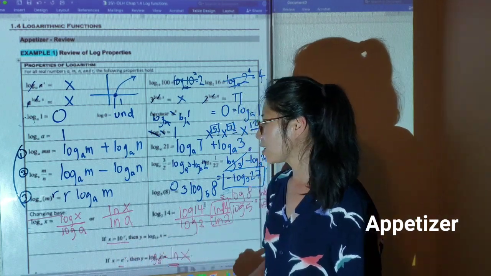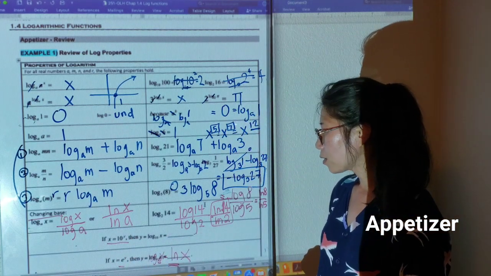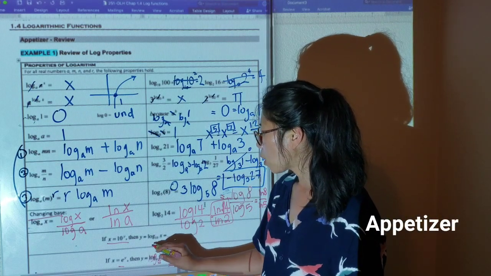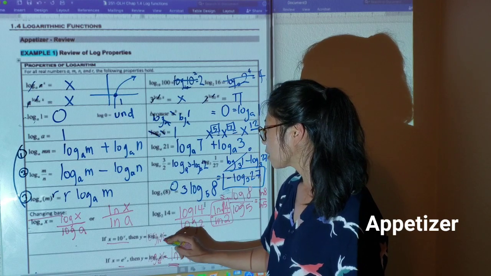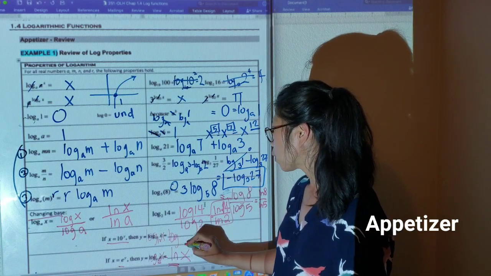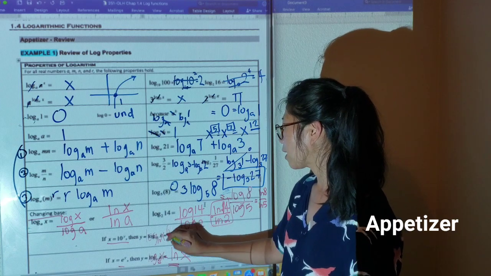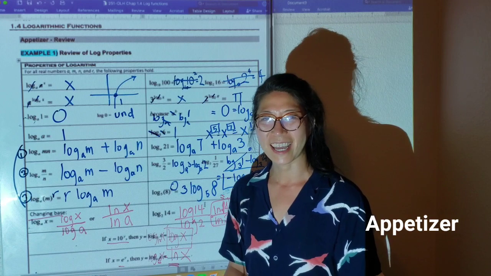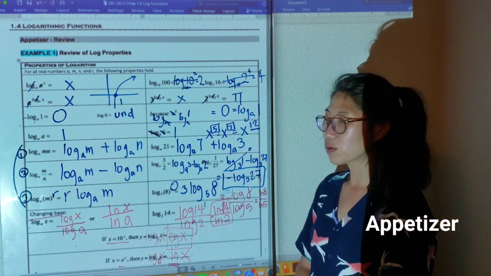And I forgot the previous one. If you want to change x is equal to 10 to the y, then I can rewrite it in log form, which is going to be log with base 10 of x. In that case, we do not write the base 10. We can just omit base 10 and write it as log x. That will automatically indicate that you have a base 10. I hope that this was a good summary.